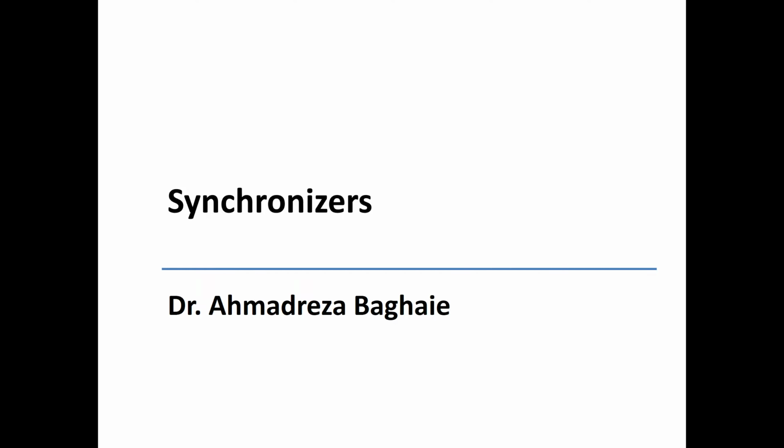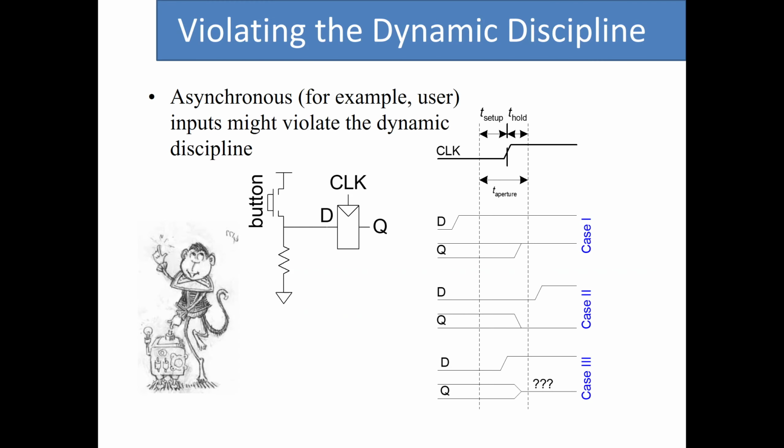In this video, I want to talk about metastability and how we can use synchronizers to reduce the probability of having metastable circuits. So, in the previous video, what we saw was that we had two registers that were connected to each other back to back with a combinational logic circuit in between, and both of these registers were getting exactly the same clock signal.